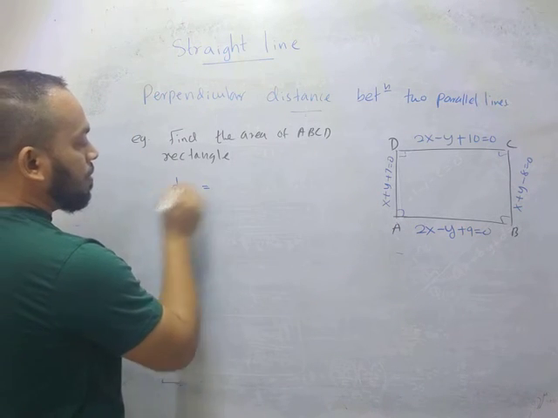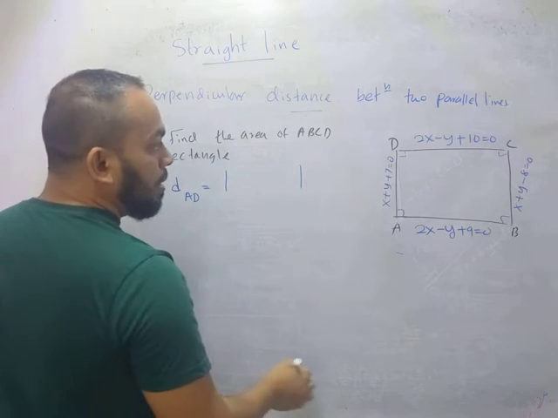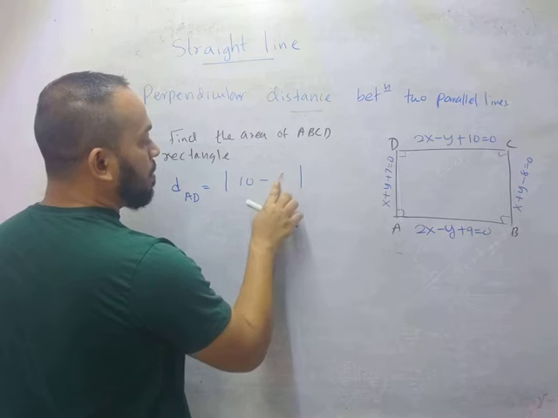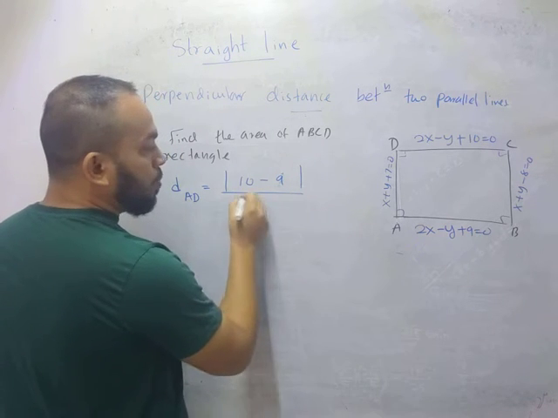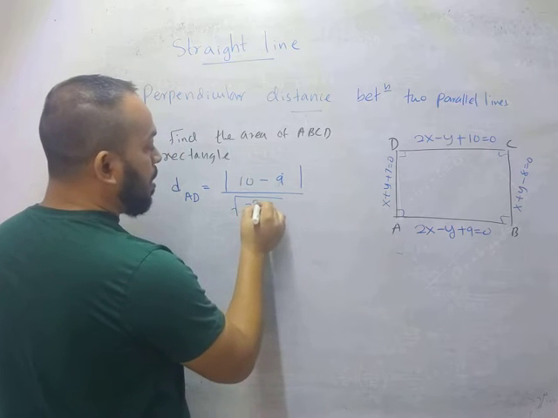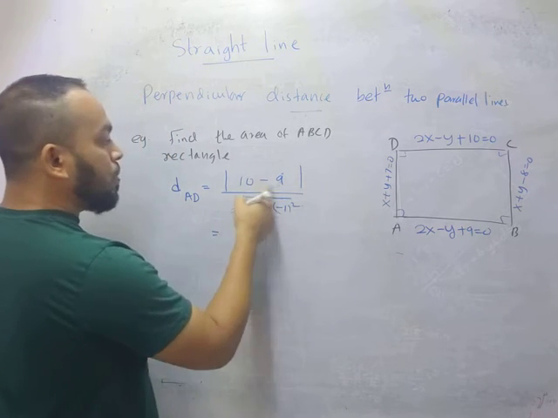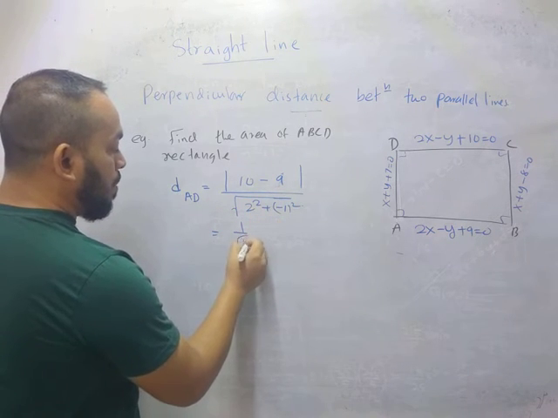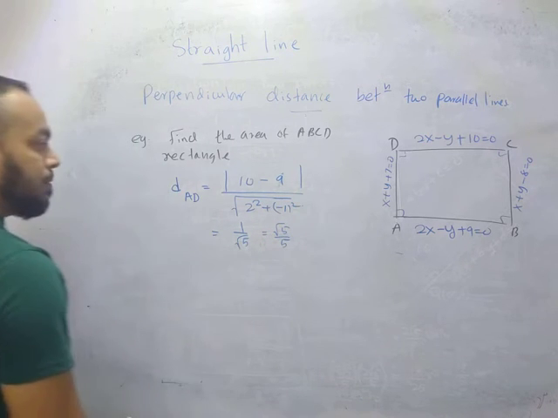DAD, right? Distance, all you do is put the absolute sign and the difference of these two, 10 minus 9, divided by the square root of 2 squared plus minus 1 squared. So what is the answer? Here you get 1 divided by root 5. So root 5 divided by 5 is DAD.